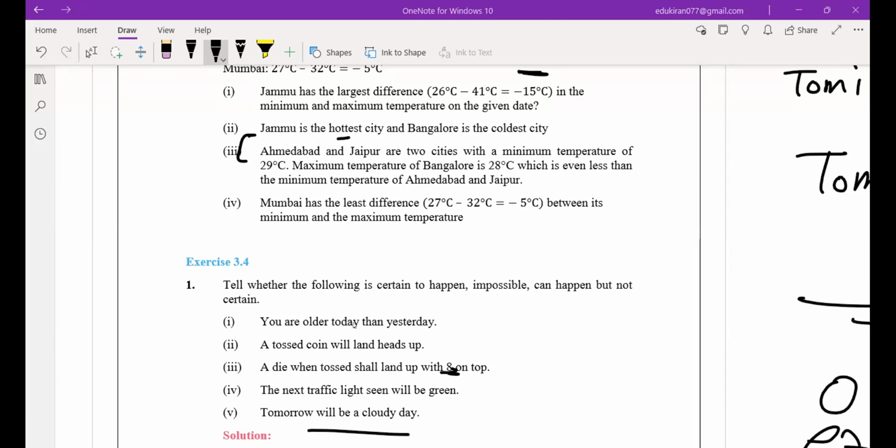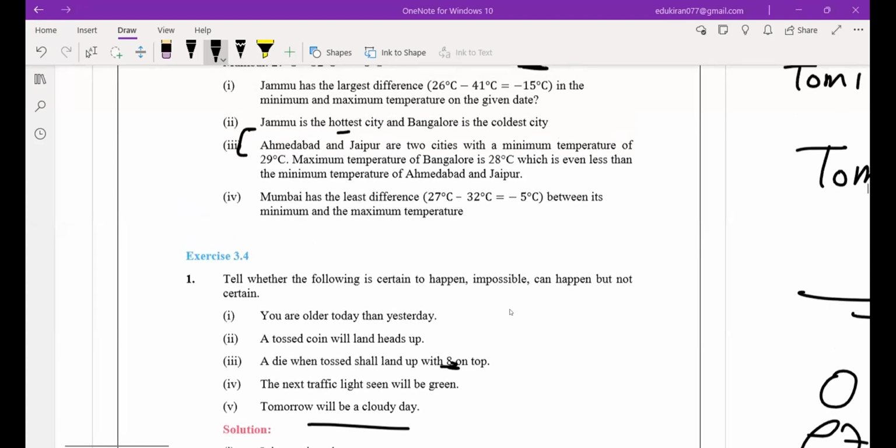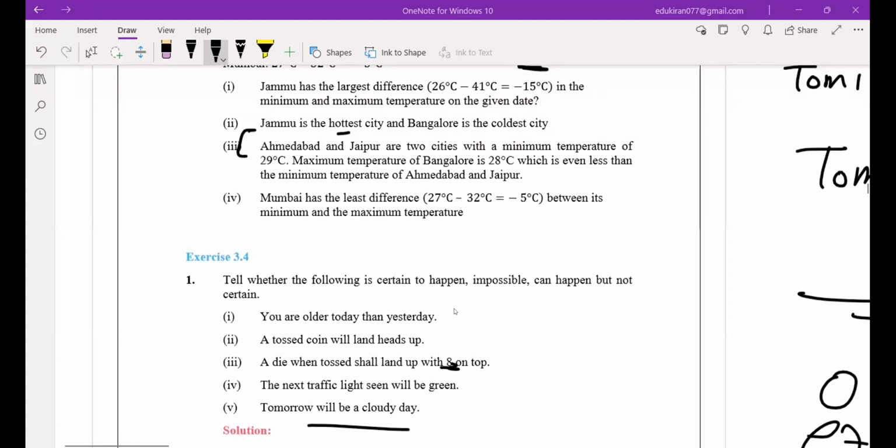Ma'am, older today than yesterday. Certain. Certain to happen? Yes, ma'am. Why? Because of course you are older than yesterday. For example, you were 11.5 today, you will be 11.6 months. Right? So this is what.